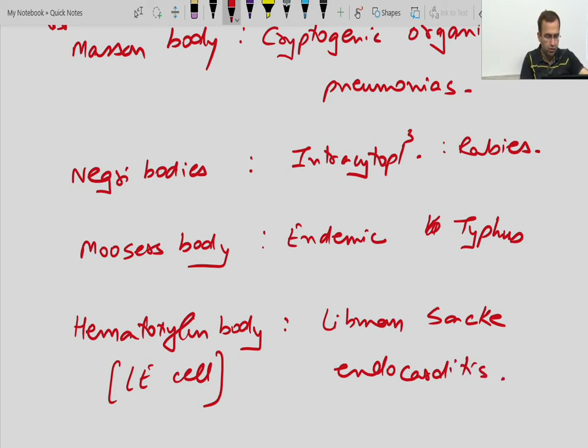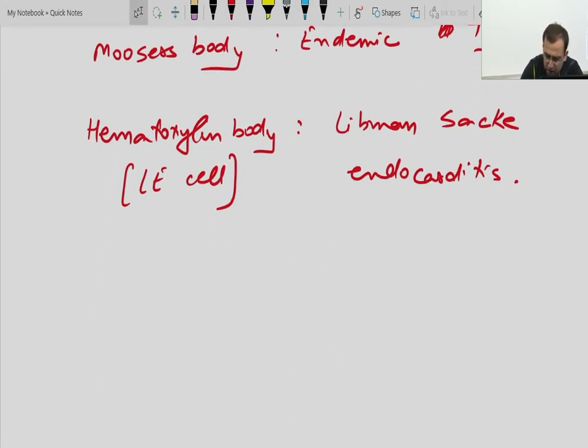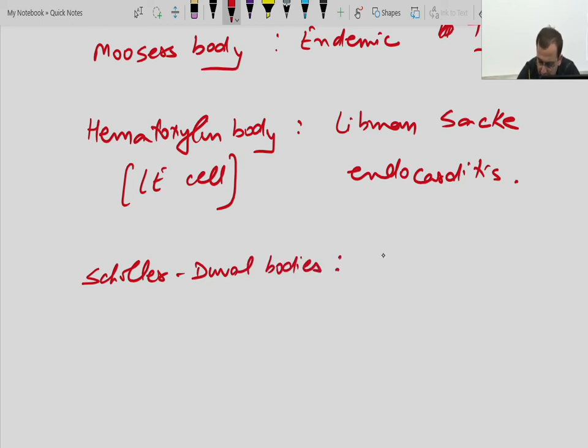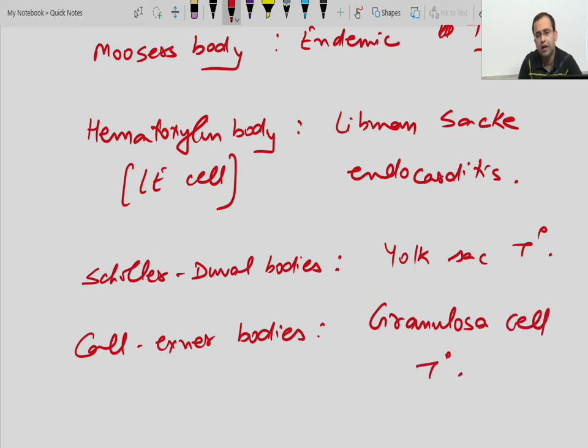I need not even talk about Schiller-Duval bodies and stuff that you already know, but just to complete the list, let us write them. Schiller-Duval bodies: which ovarian tumor? They are seen in yolk sac tumor. Next, Call-Exner bodies, seen in granulosa cell tumor.